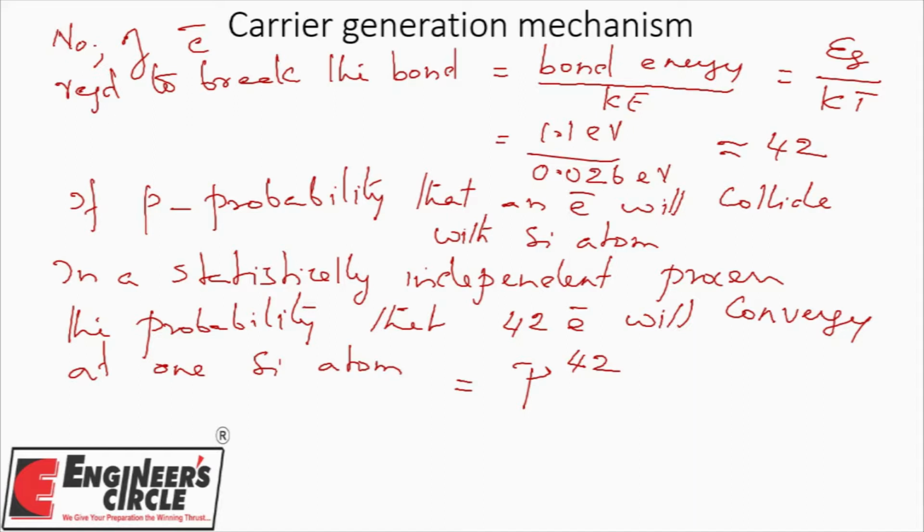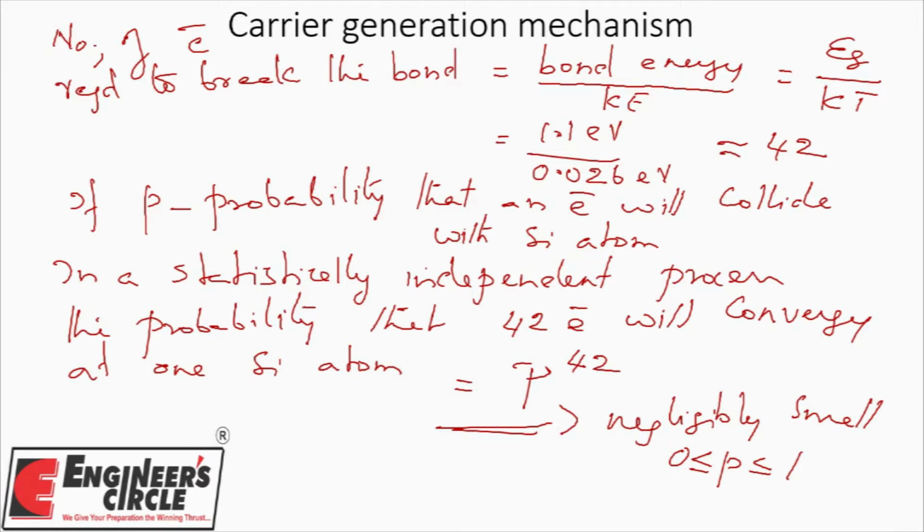Remember, P raised to 42 is negligibly small, because we know that the probability is bounded between 0 less than or equal to P less than or equal to 1. So since P is always less than 1, P raised to 42 will be a very small value. So how many bonds will break? A negligible amount of bonds will break inside silicon.